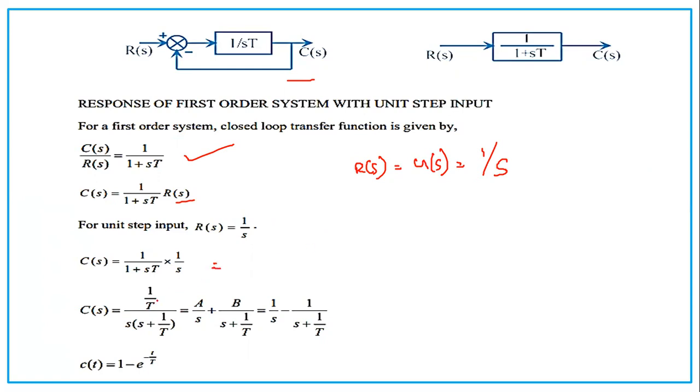So 1 by t into s plus 1 by t. നമ്മൾ സ്പ്ലിറ്റ് ചെയ്ത് നമുക്ക് അതിന്റെ കോമൺ കണ്ടുപിടിച്ച് അത് എഴുതാവുന്നതാണ്. ഈ ഒരു സ്റ്റെപ്പ് നിങ്ങൾക്ക് അറിയാമെന്ന് വിശ്വസിക്കുന്നു. സോ a by s plus b by s plus 1 by t, and from that we need to find the value of a and b. സോ a ന്റെയും b ന്റെയും വാല്യൂ കണ്ടുപിടിക്കുക. സോ a ന്റെയും b ന്റെയും വാല്യൂ എങ്ങനെ കണ്ടുപിടിക്കും?